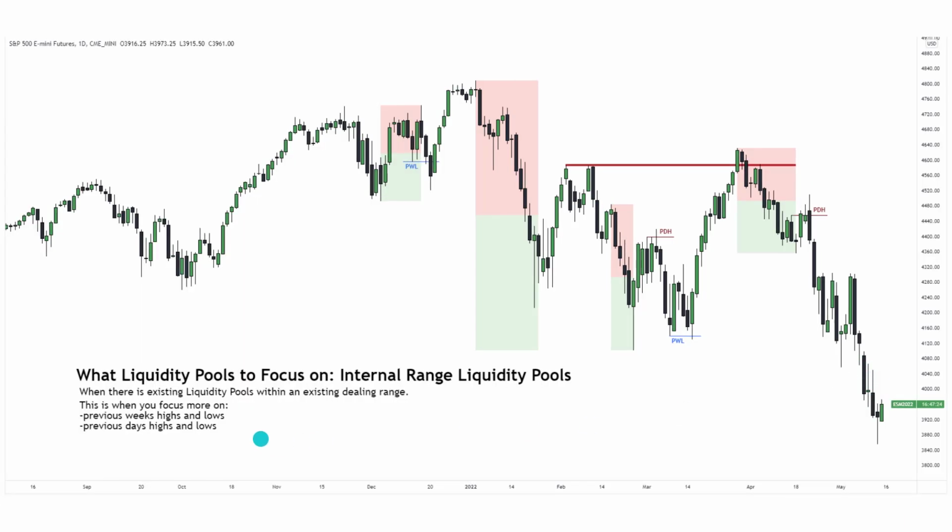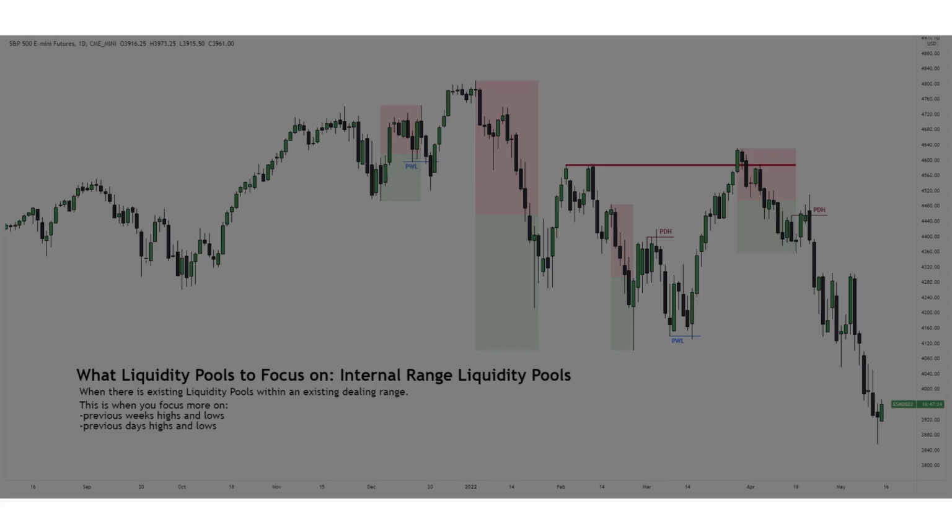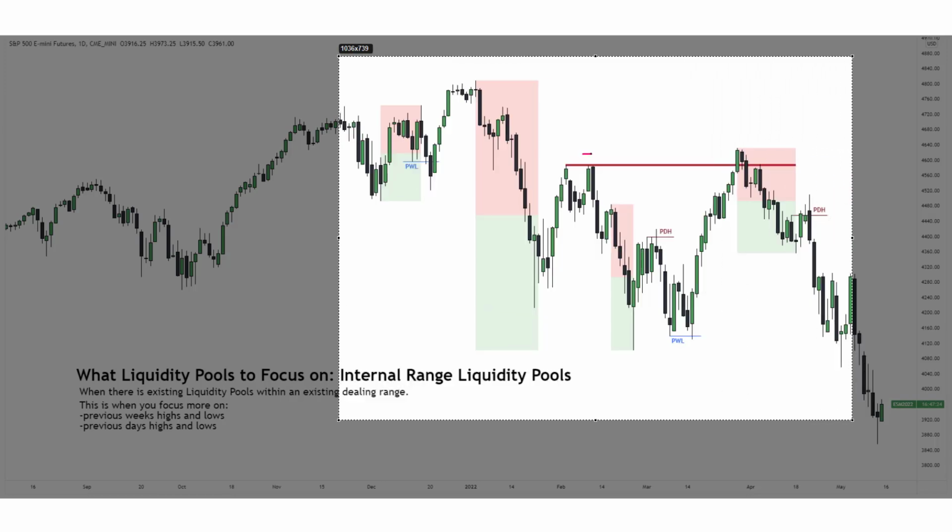When it comes to internal range liquidities, okay, focus on previous week's highs and previous week's lows, and previous day's highs and previous day's lows. So previous day's highs, previous week's lows. Okay, these ones don't really have as much space and time. If you remember what I just said, this has a big amount of space and time, so that gives a lot of time for liquidity to be building above these highs. But when it comes to previous week's highs and lows, or previous day's highs and lows, you can see the space and time is not as significant. So it's a very short-term hunt.